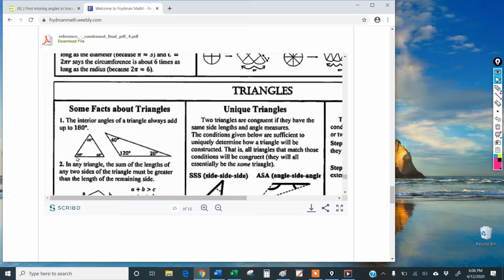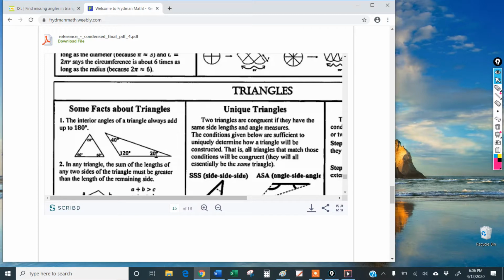So for example, we might have an equilateral triangle. That's a triangle where all of the angles and also all of the sides are equal. So in an equilateral triangle, each angle is 60 degrees, and 60 plus 60 plus 60 equals 180. Or we might have a triangle, let's say, that looks like this. One angle is 40 degrees, another angle is 120 degrees, and then the third angle would have to be 20 degrees. And we see again 40 plus 120, that would be 160, plus 20 equals 180.